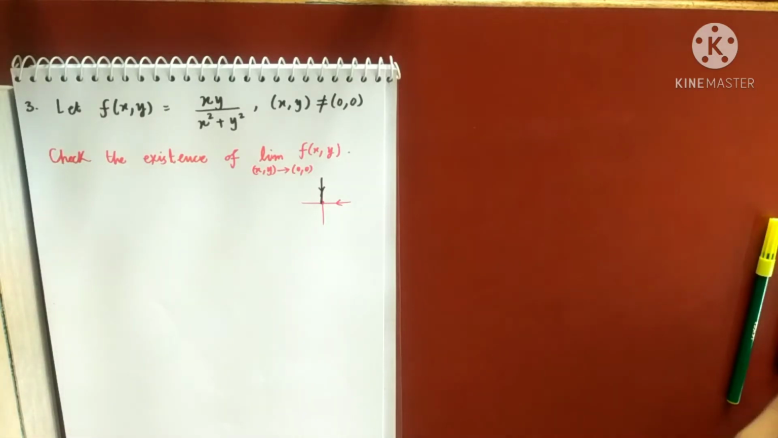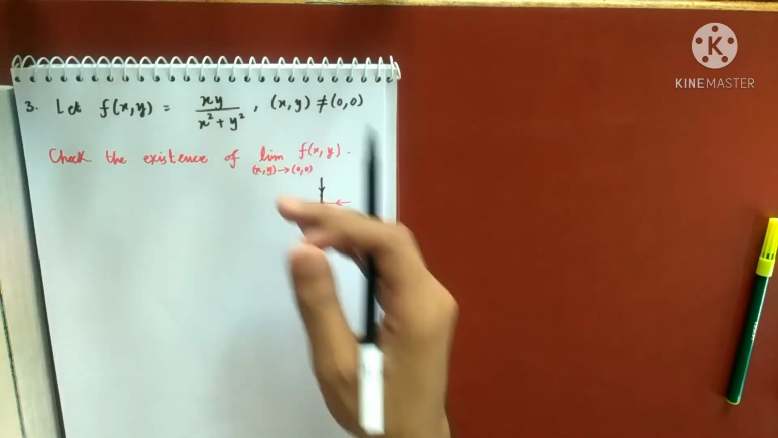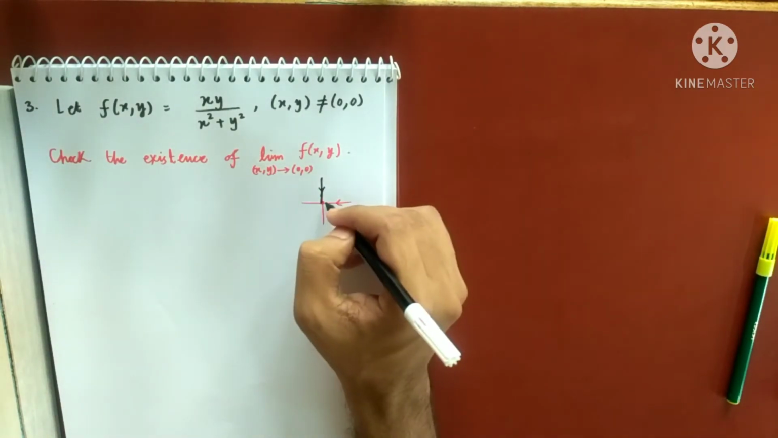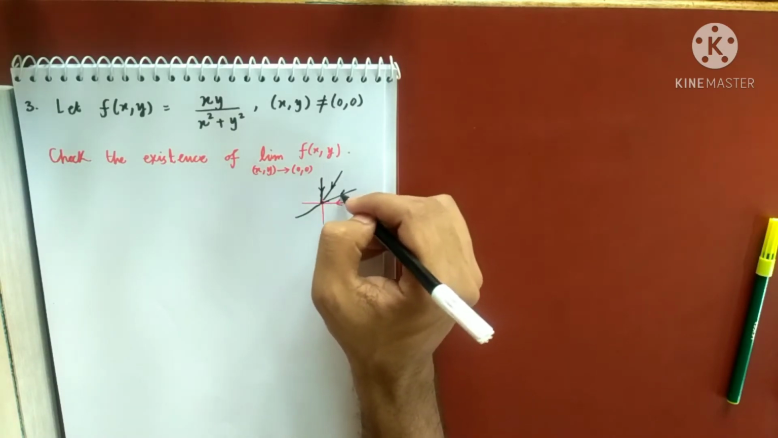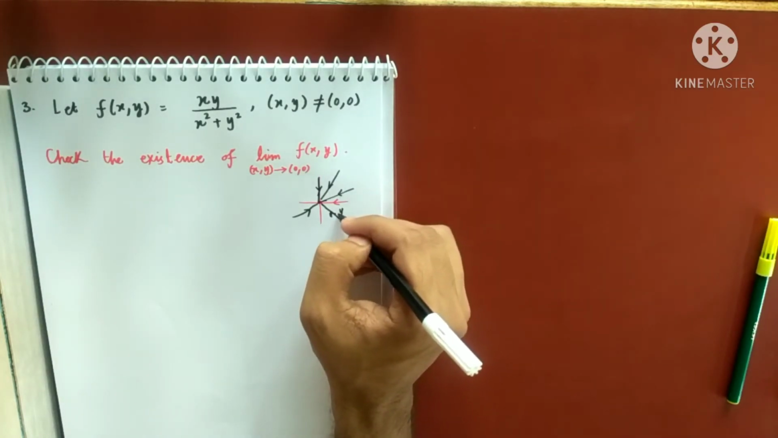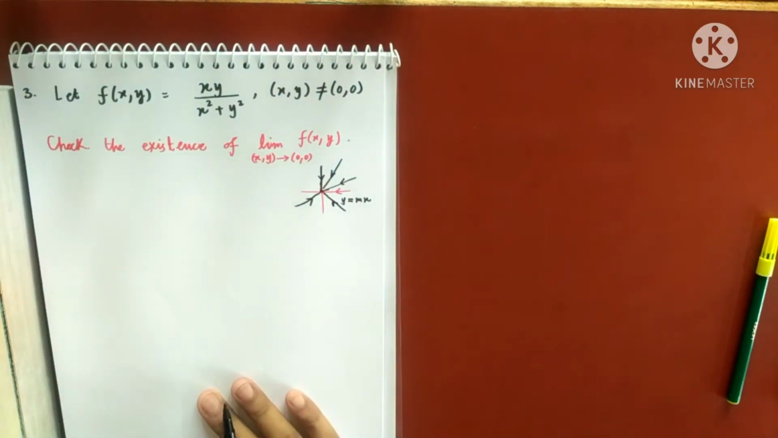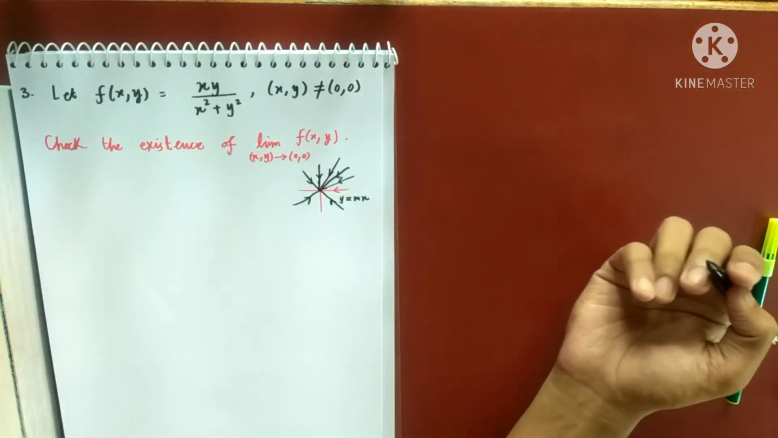So what other path is possible? The easiest lines are the horizontal line and the vertical line. Now let us take any line. Suppose I am going to (0, 0) along this line, or this line, or this line. What is the equation of these lines? Because they pass through the origin, they will be of the form y equals mx, where m is the slope of that line. For different lines the slope will be different, but I can definitely approach (0, 0) using any of these lines.